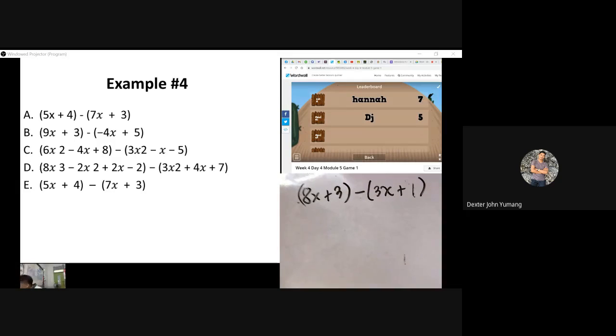So, Azra's answer is 11x plus 4. Pearl is 5x plus 2. Chester is 5x plus 2, as well as 5x plus 2. Let's find out if your answers are correct.